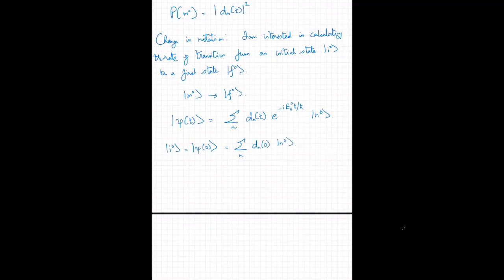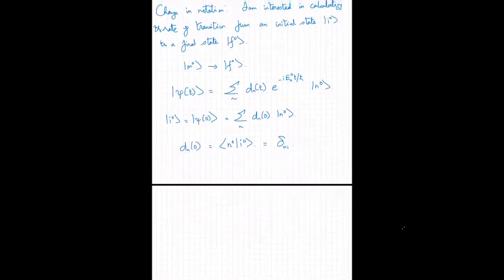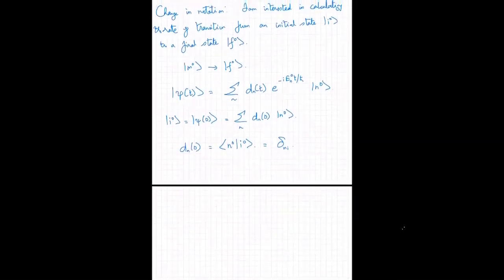Which means my coefficients dn at time t equal to 0 are given by the overlap of that particular state n0 with I0, and this is nothing but delta ni. I might as well have called this sum over m dm(t) e to the minus i Em, whatever. In that case, dm of 0 would be the overlap of m0 with I0, which would be delta mi.